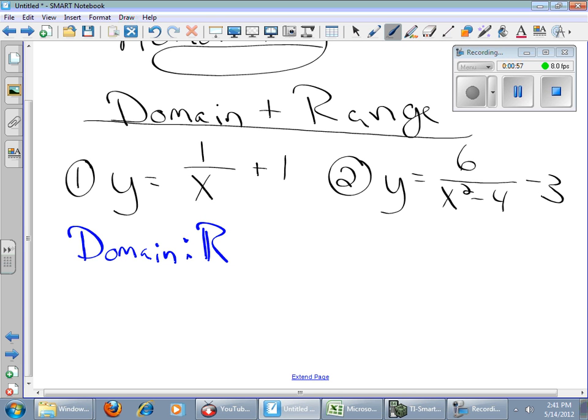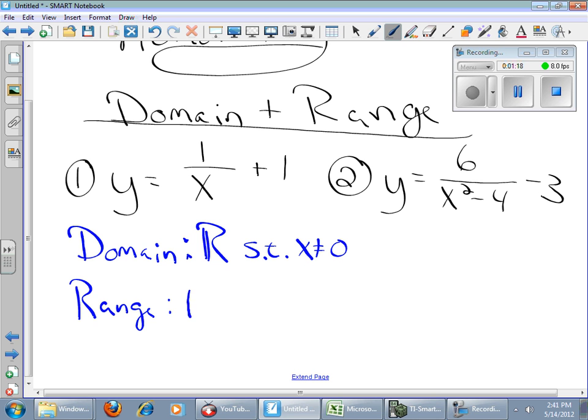Okay, all real numbers. And now I'm going to throw away every value that x cannot be. All real numbers such that my only restriction in this problem for x is that x cannot equal 0. And there's the domain of the first one. How did I get that? I got that on the restriction on x. Now the range.